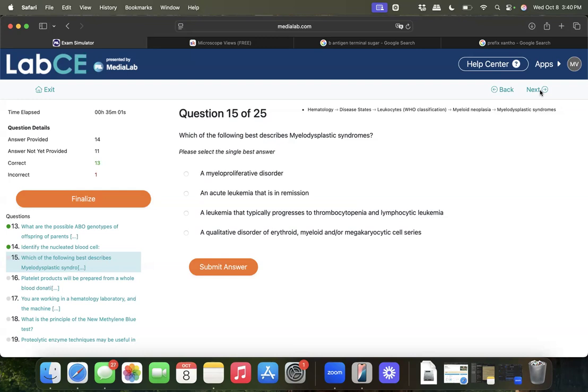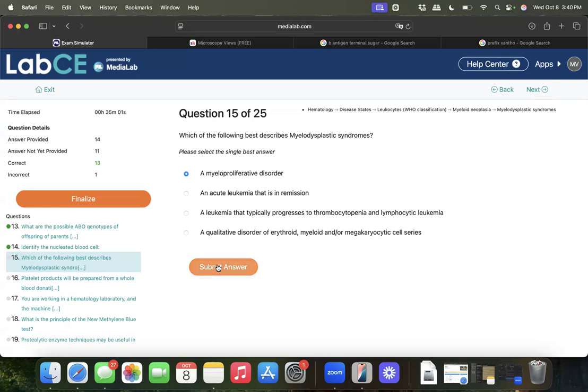Do not forget it. All right, so which of the following best describes myelodysplastic syndromes? A, a myeloproliferative disorder. B, an acute leukemia that is in remission. C, a leukemia that typically progresses to thrombocytopenia and leukocytic anemia. Or D, a qualitative disorder of erythroid, myeloid, and or megakaryocytic cell series. All right, we're getting a lot of A's, a myeloproliferative disorder.